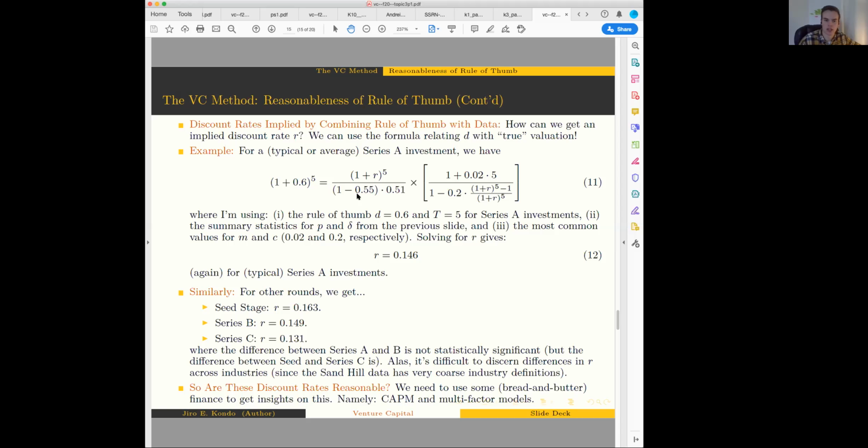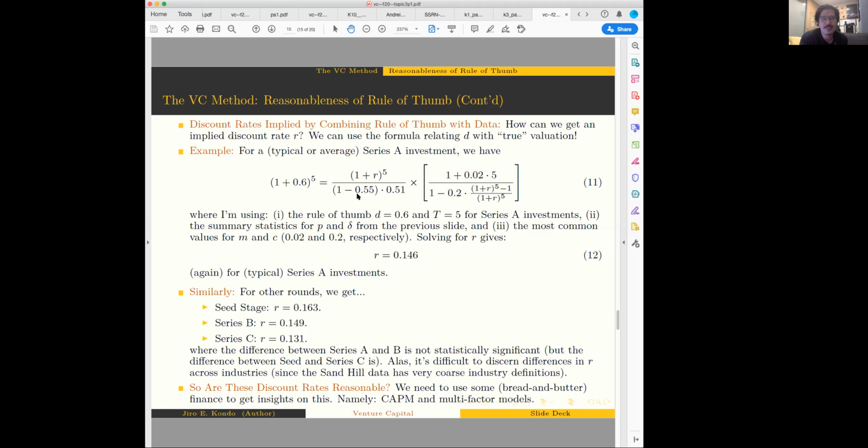Got it. Second question I had was, I just want to make sure I understand R correctly. That's the return to the LP net of all fees? Yep. That's the required rate of return to the LP, exactly. This would be a net of fee return, exactly. Okay, perfect.